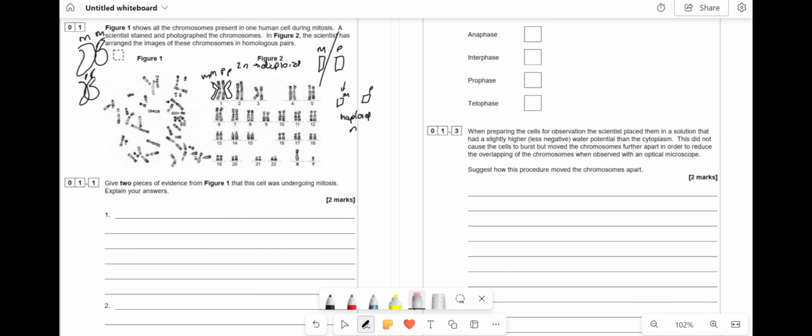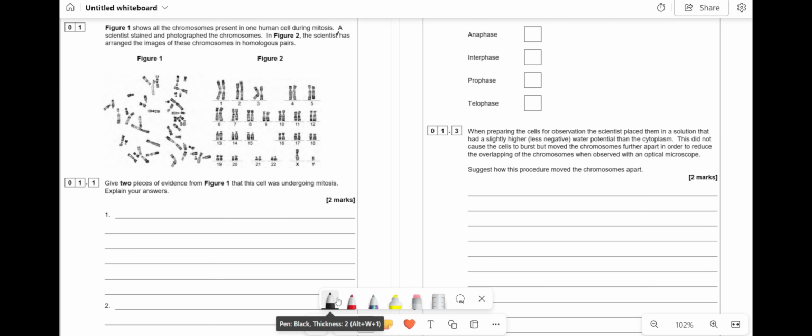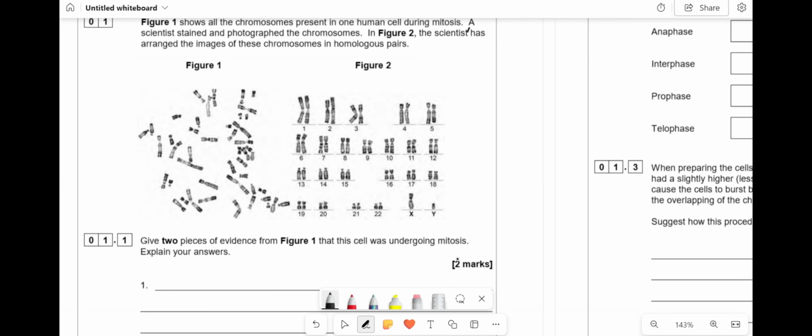The definitions are there. They say that you make a diploid organism. If you are diploid, you've got a maternal and a paternal chromosome for every single one. So by definition, if you're doing mitosis, you're going to have to find a way of making sure those cells have 2 copies to be genetically identical. It says, give 2 pieces of evidence from Figure 1 that this cell's undergoing mitosis and explain your answers.